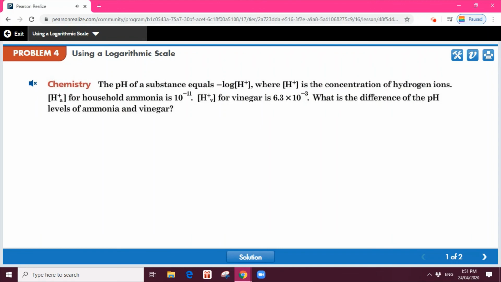In this problem, you will use a logarithmic scale to solve a problem. The pH of a substance is the negative logarithm of the concentration of hydrogen ions. The concentration of hydrogen ions for the household ammonia is 10 to the negative 11th power. The concentration of hydrogen ions for vinegar is 6 3/10 times 10 to the negative 3rd power. What is the difference of the pH levels of ammonia and vinegar?